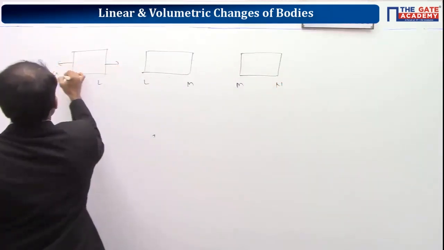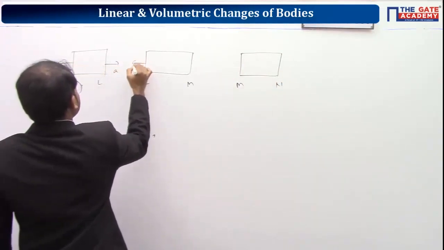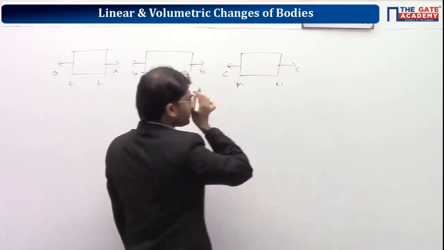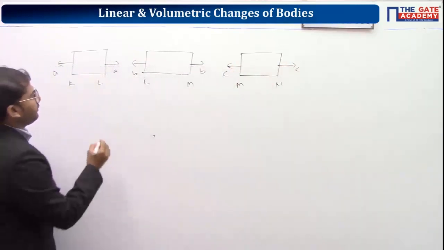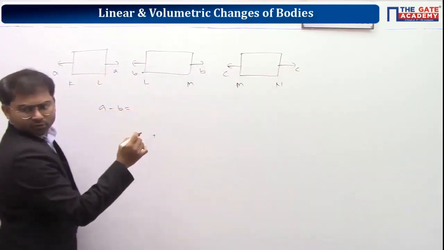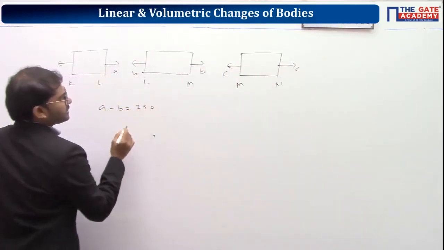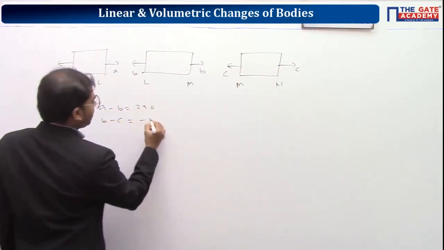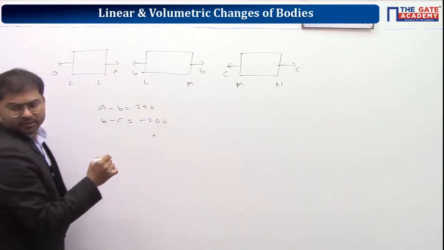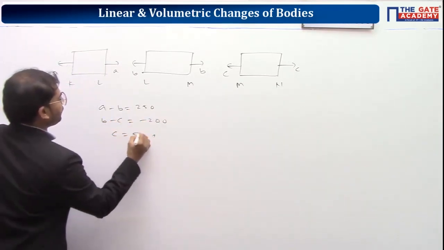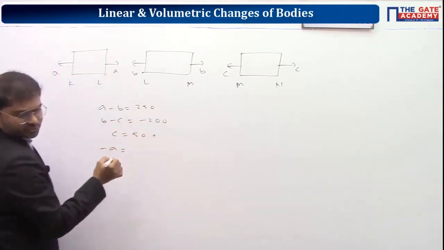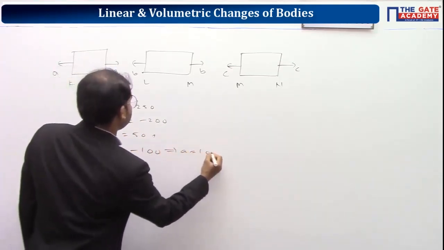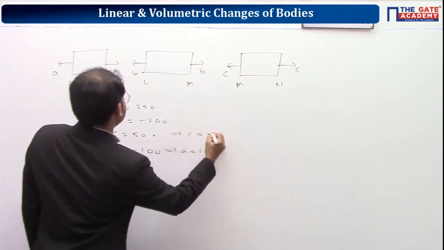So this I'm assuming to be small a, this small b, this small c. At junction L, we can say A minus B is equal to 250. At junction M, B minus C should be written as minus 200. At junction N, C is equal to 50. At junction K, minus A should be minus 100. So this gives you A is equal to 100, C is equal to 50.